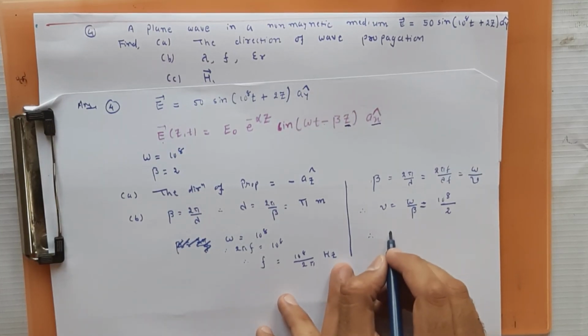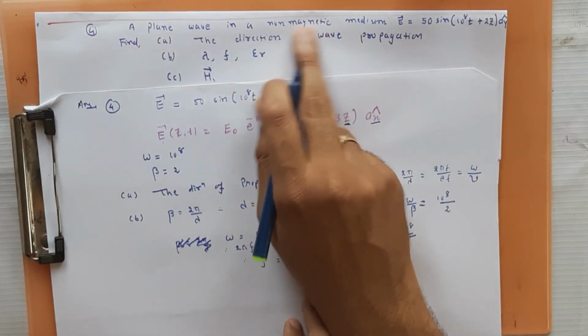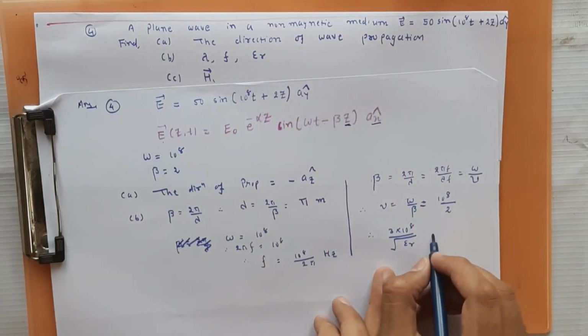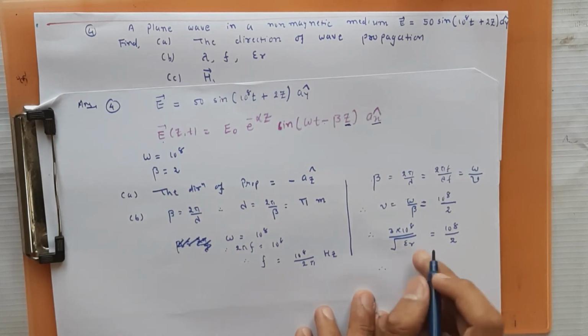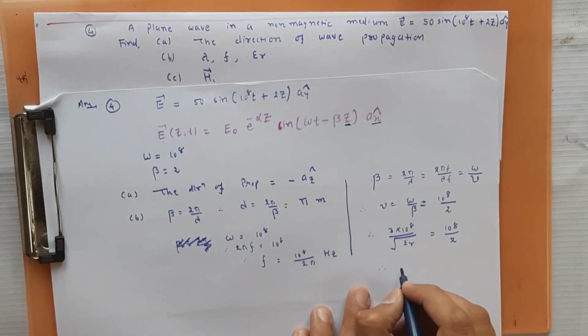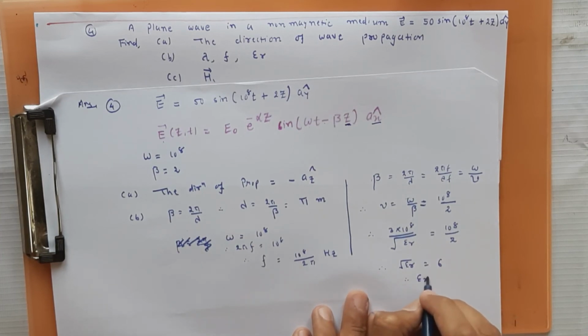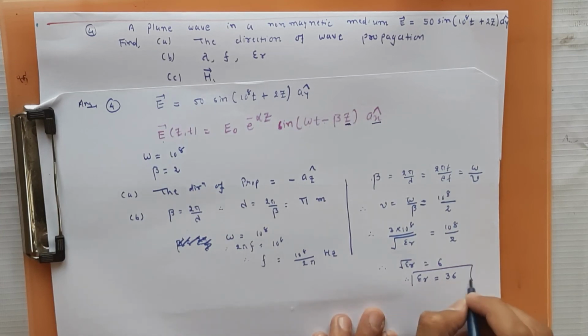Now what is velocity? Velocity is 3 into 10 raised to 8 upon root of mu r into epsilon r, but mu r value is 1 because the medium is a non-magnetic medium, so value of mu r is 1. So this only root epsilon r, 10 raised to 8 by 2, 10 raised to 8, 10 raised to 8 cancel out. So root epsilon r is equals to 6, so epsilon r is 36.